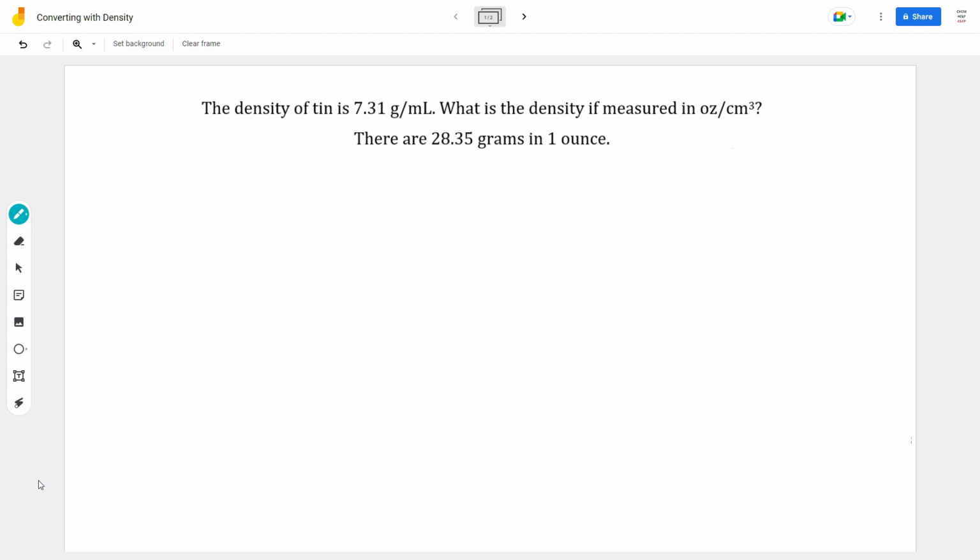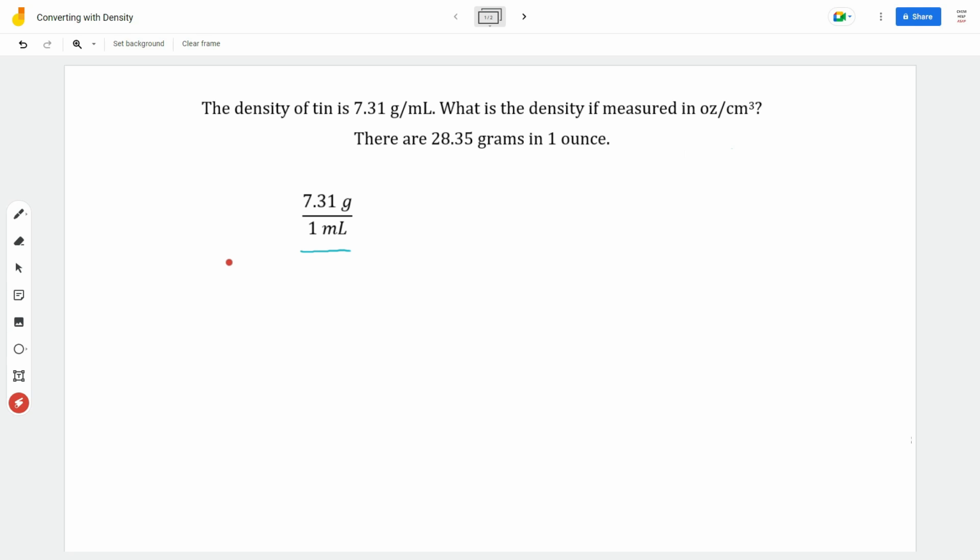We're going to start with what we're given. The density of tin is 7.31 grams per milliliter. Notice how I don't write the units like they gave it in the problem with just the slash here, but I write it as a fraction. This is going to help you make sure you keep track of what's going on in the numerator versus what is going on in the denominator.